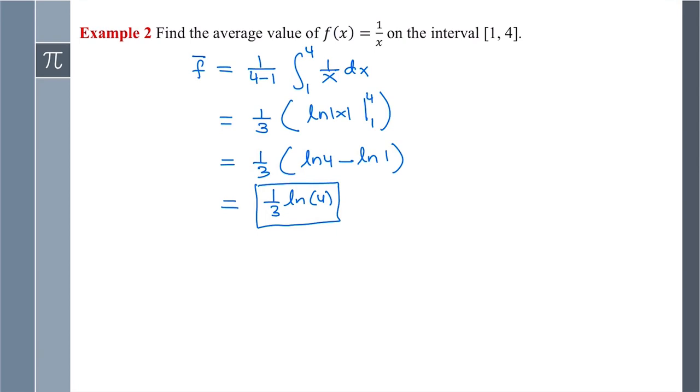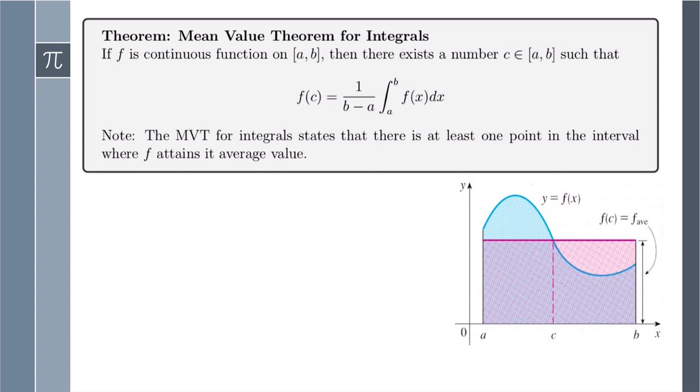Now we are going to use this average value concept in the mean value theorem for integrals. That's the next theorem. The mean value theorem for integrals states that if f is a continuous function on the closed interval [a, b], then there exists a number c in the interval [a, b] such that f of c equals the average value of the function.